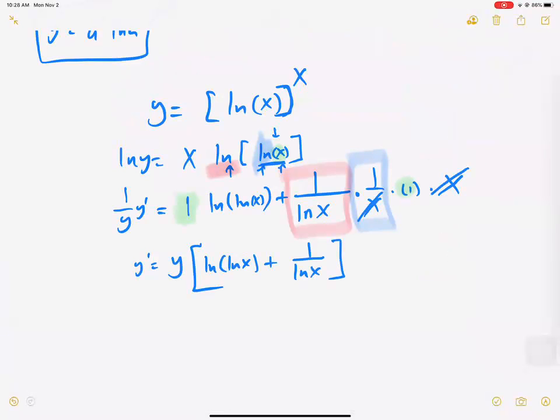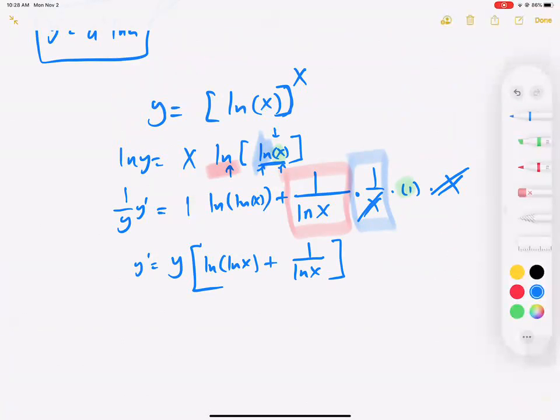And then y, you can rewrite that y as this guy here if you really want to. Okay. All right, that's it.